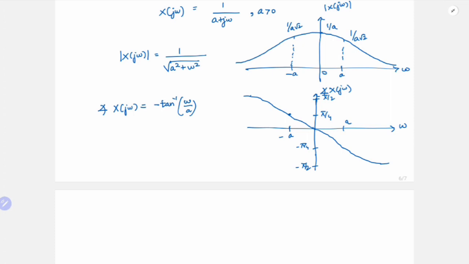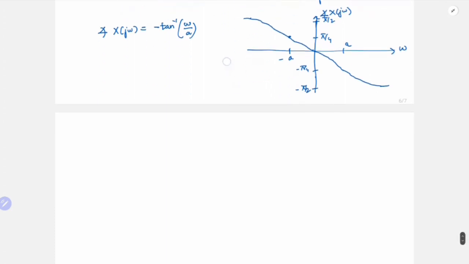Again, what it says is, at 0, there is no phase difference. But as the frequency increases from 0, the phase is going negative. And as frequency decreases from 0, the phase is positive.